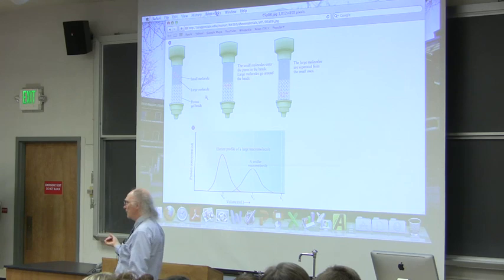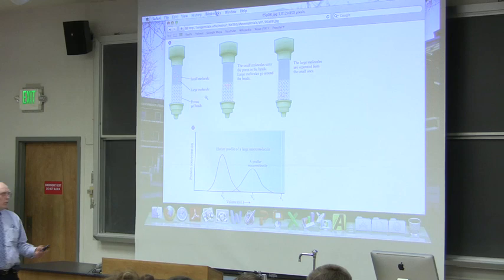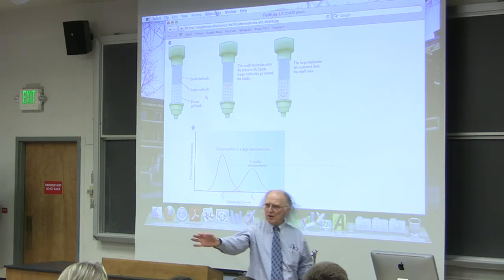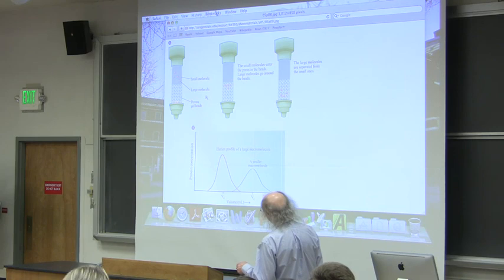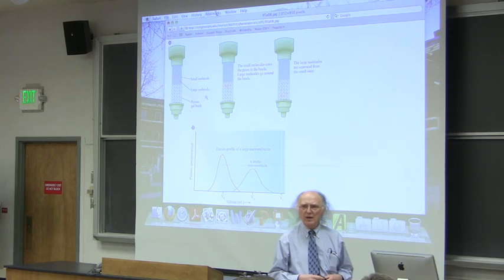Well, to do this, I take a column, which is what you see on the screen there. And that column is just a hollow tube. And into that column, I pour some porous gel beads. These are little tiny beads, about a millimeter or so in diameter. Maybe even a little bit bigger than that. But they're still fairly small beads.